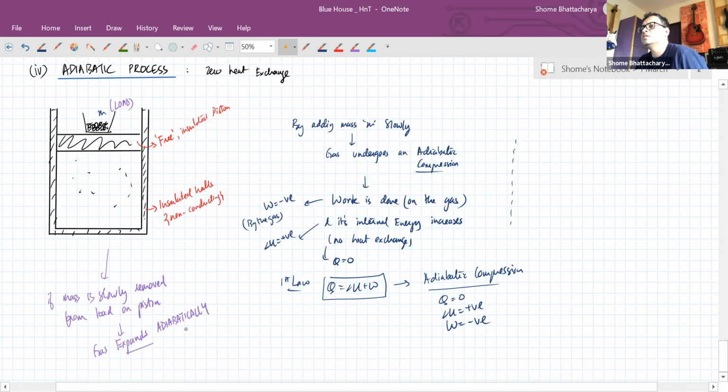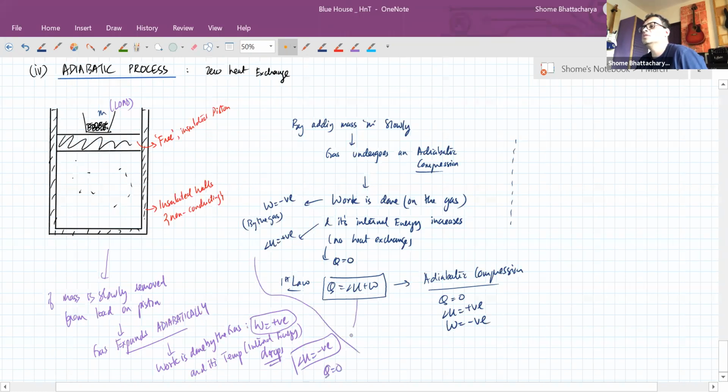So in this case, in an adiabatic expansion, work is done by the gas on the piston. So by sign convention, W is positive and its temperature or internal energy drops. It loses internal energy. So delta U becomes negative. And Q is zero, of course.